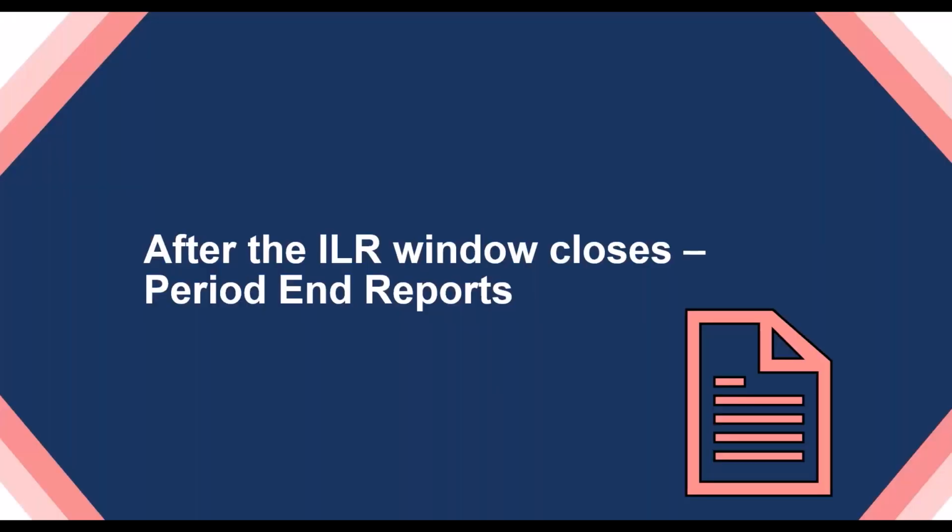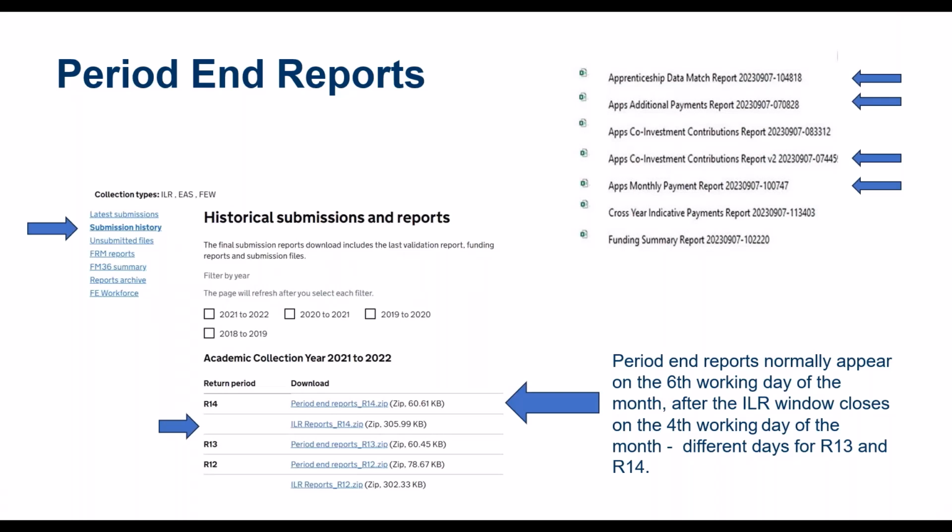Thank you. Okay, to now talk about the period end reports. Okay, and the next slide, please. Thank you. So this screenshot is a view of the submission history section of the Submit Learner data site. After an ILR period has closed, so after the 4th working day of the month, the final ILR file and other reports related to the period will appear in this section of the site. So you'll see that within the R14 section there, you'll see an ILR reports folder. So those reports will appear there.